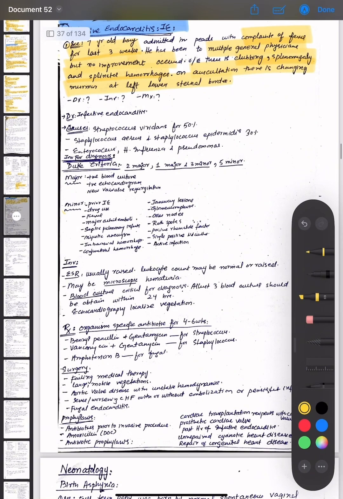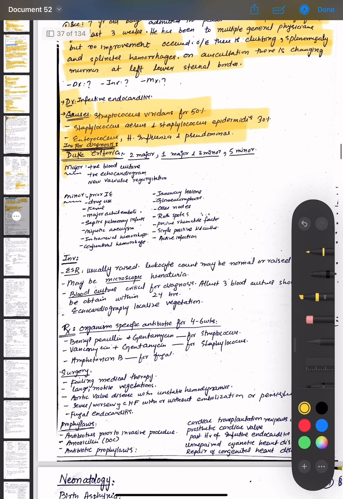The diagnosis is infective endocarditis. The causes are Streptococcus viridans for 50%, Staphylococcus aureus and Staphylococcus epidermidis for 30%, Enterococcus, H. influenzae, and Pseudomonas. Now, the investigations for diagnosis are Duke's criteria, that is 2 major, or 1 major and 3 minor criteria, or 5 minor criteria. The major criteria are positive blood culture, positive echocardiogram, and new valvular regurgitation.